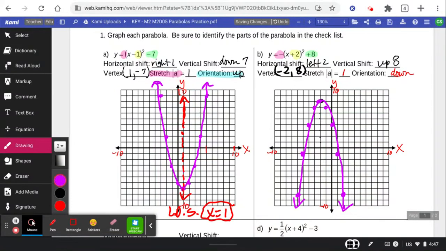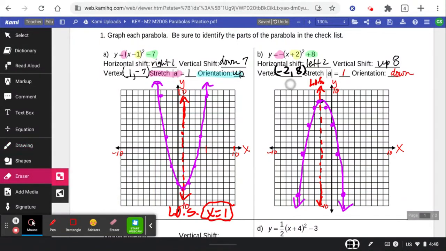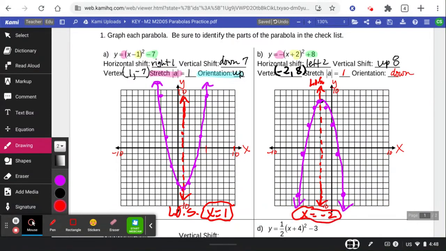Okay, to finish off my graph, I'm going to go grab the red again. We're going to finish with that line of symmetry straight down the middle of that parabola. That's my LOS, my line of symmetry, straight through the vertical line x equals -2. And that's my line of symmetry. How'd you do on that graph?